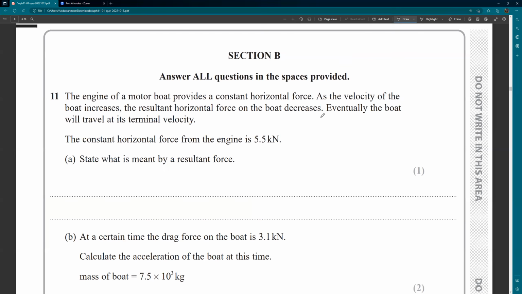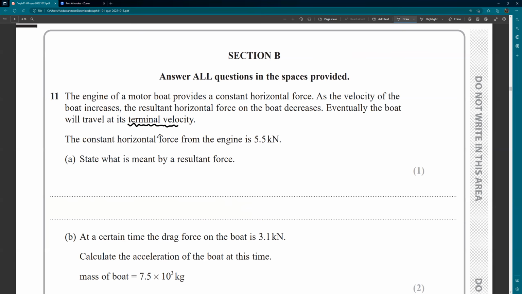Well, that makes sense, because the faster your boat, the more frictional and drag forces, and those are opposing your forward force, so the total resultant force will decrease. Eventually, the boat will travel at its terminal velocity. This is the case when your forward force is equal to your backwards or frictional forces.